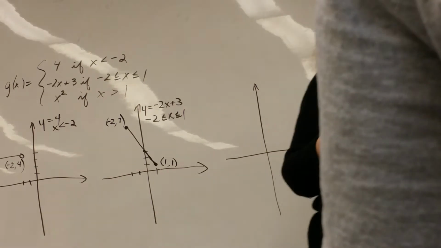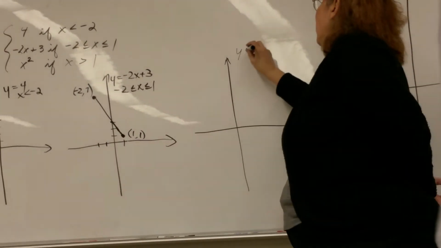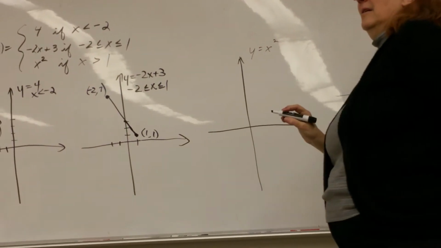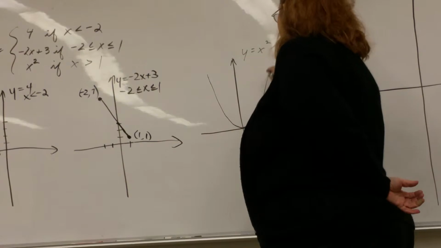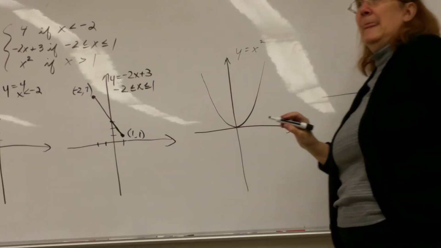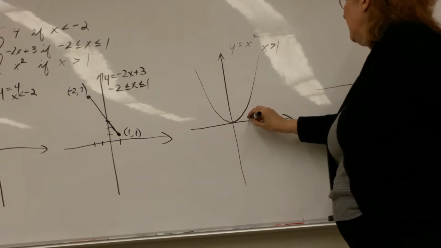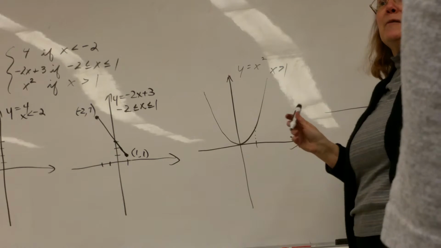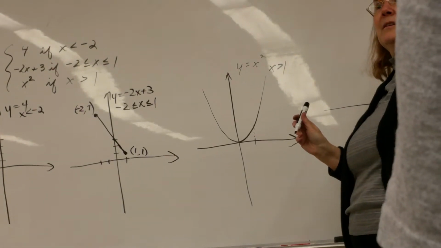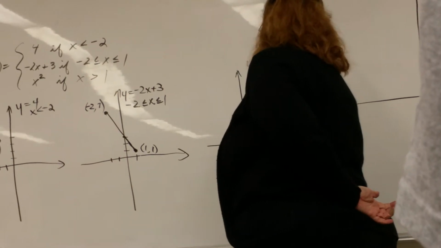Third piece, y equals x squared. What does y equals x squared look like? That's our square function from last week. I don't want the whole thing. I want the piece where x is greater than 1. Where are x values greater than 1? To the right. Keep the right, get rid of the rest of it.